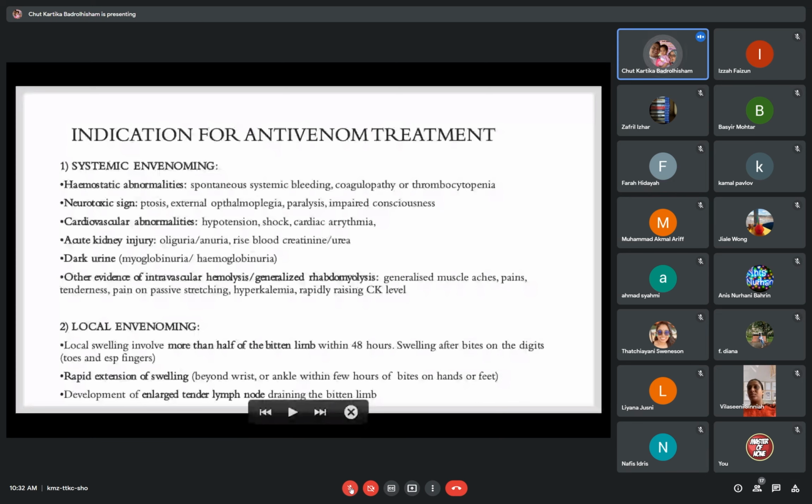So for local envenoming, when the patient may have swelling of more than half of the bitten limb within 48 hours, swelling after bites on the digits, or rapid extension of the swelling, like the doctor said just now, within 1 hour, more than 2.5 cm, 2 cm, we already consider it a rapid progression. So we need to give antivenom for local envenoming.